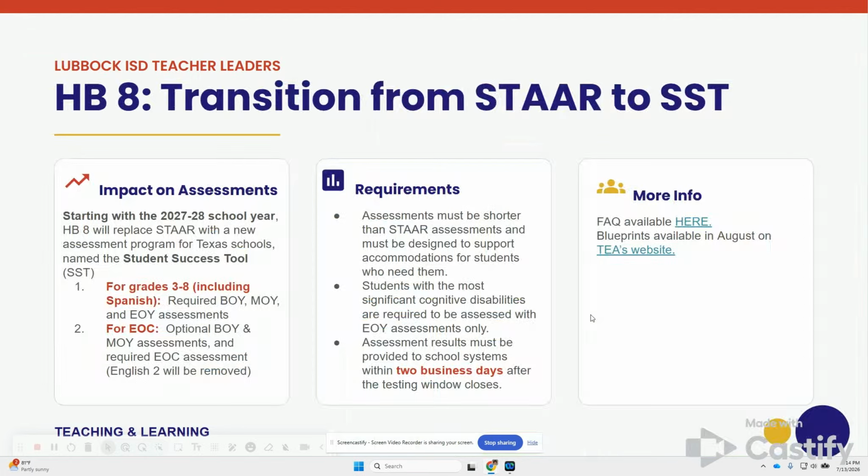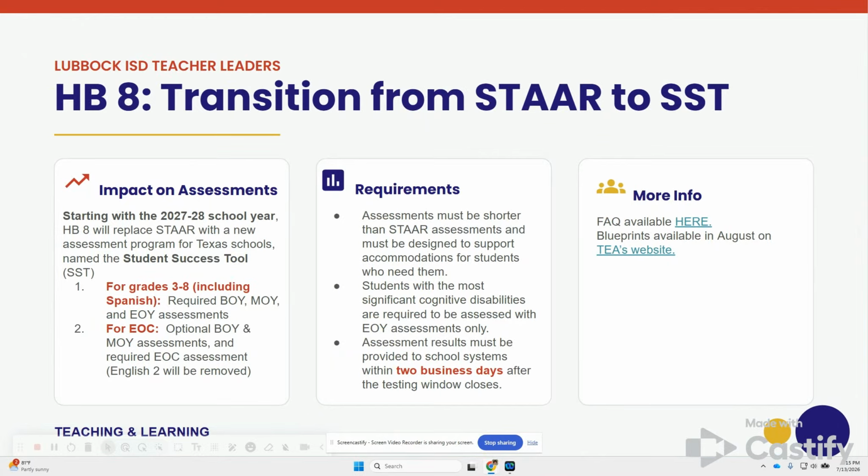We're going to wrap up with what we know so far about the transition from STAAR to SST, the Student Success Tool. Starting not this year, everybody hear me loud and clear, starting next year in the school year 2027-28, House Bill 8 replaces STAAR with a new assessment for Texas schools named the Student Success Tool, SST. For grades 3 through 8, including Spanish, there will be a required beginning of year, middle of year, and end of year assessment. For EOC in high school, it's optional to do the beginning of year and the middle of year, and then it's a required end of year assessment.